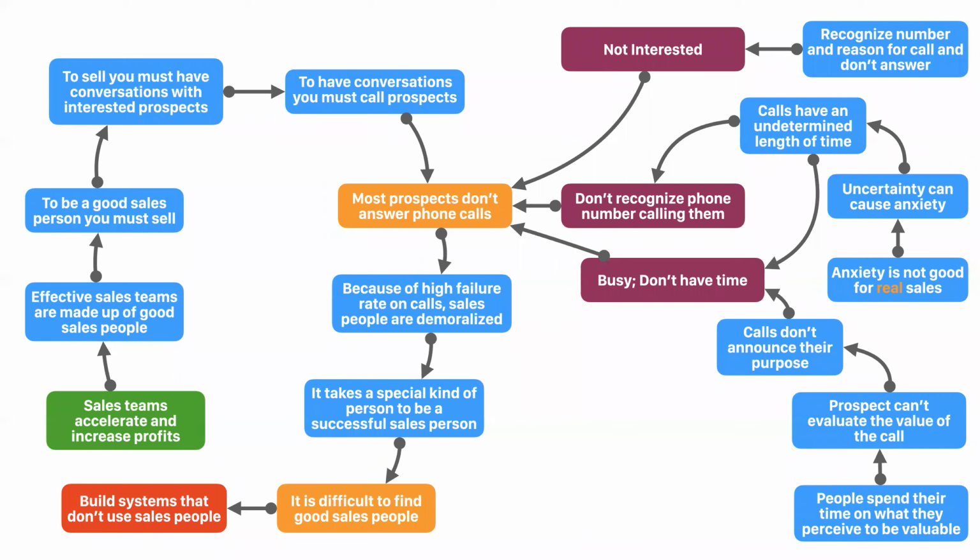So again, that unintended consequence of it takes a special person to be a successful salesperson, so it's difficult to find them, and so we don't build teams, is actually based on the fact that most people don't answer the phone. So if we can change that, we can actually relieve a lot of stress, maybe hire a little bit differently, and help our salespeople to have more success with less effort if we can get them to answer the phone. So that's kind of the big hinge that we're here, is how do we get prospects actually to answer phone calls?